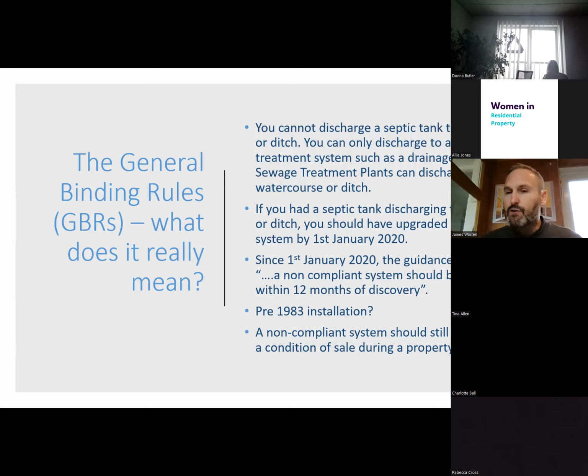The idea when this regulatory reform was introduced back in 2015 was that there was a 5-year period. There was always references to 5 years or 60 months for all septic tanks in England to be assessed, and then if they were non-compliant, they were to be addressed in that 5-year period. This was to really stop a massive issue of septic tanks historically being discharged to ditches and rivers and streams, which still happens, unfortunately. But this is really what the general binding rules was created for. So it's a brilliant tool for protecting our environment and preventing pollution events.